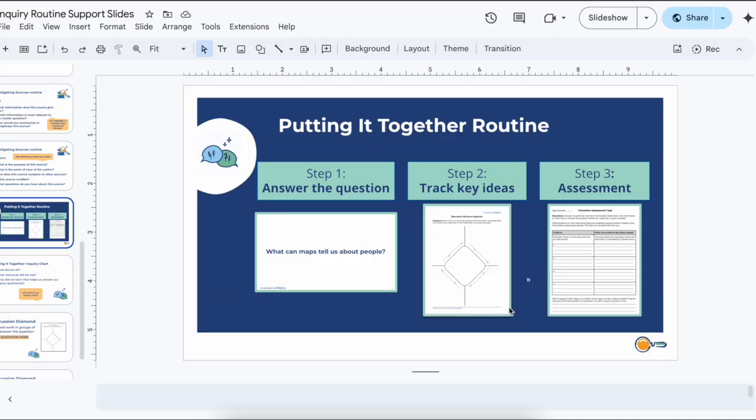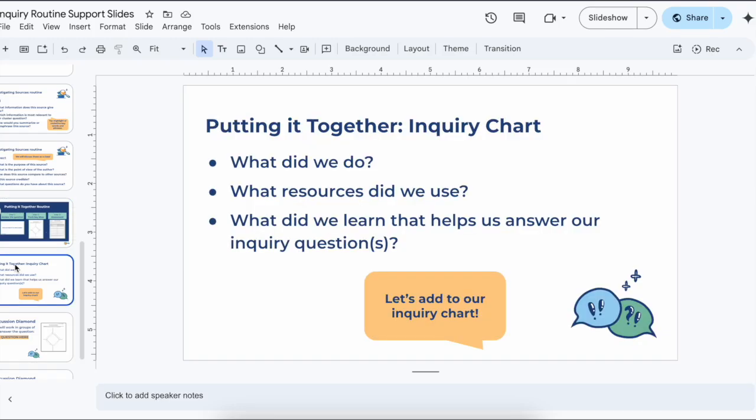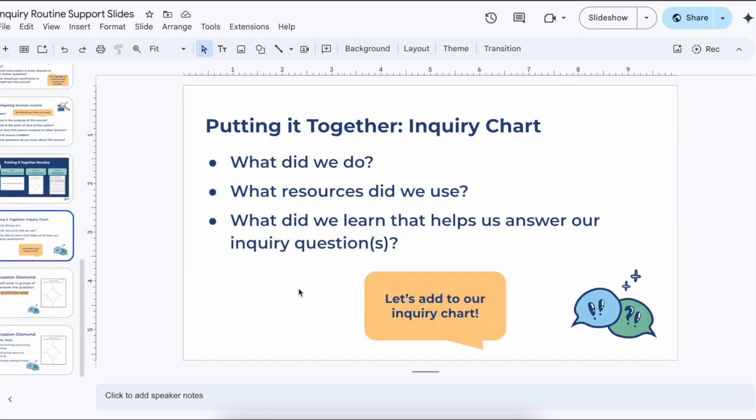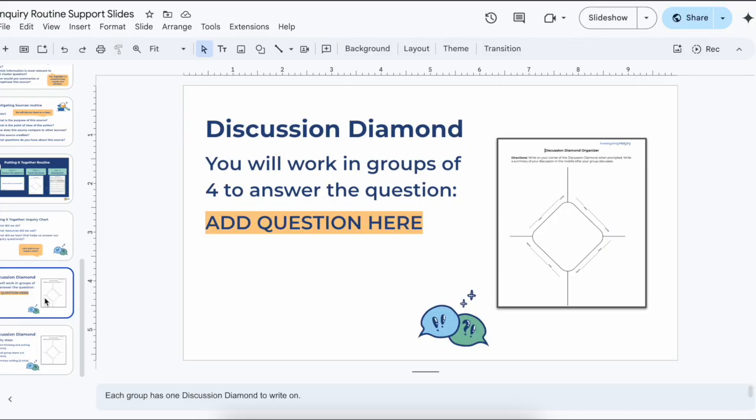One cool idea is to use a discussion diamond. I'll talk about that in a moment. You might also have students write about it. So whether they're writing or talking, we're reviewing as a class, what sources did we investigate? Did that help us answer our question? And we could go back to that wall chart or that inquiry chart.